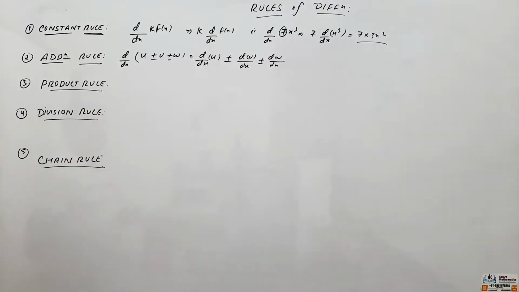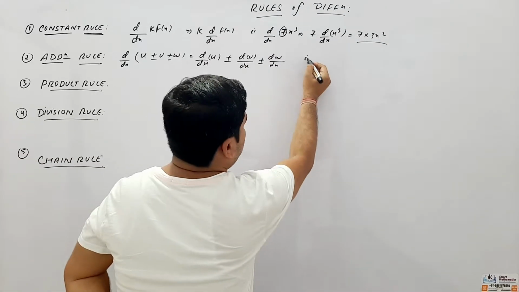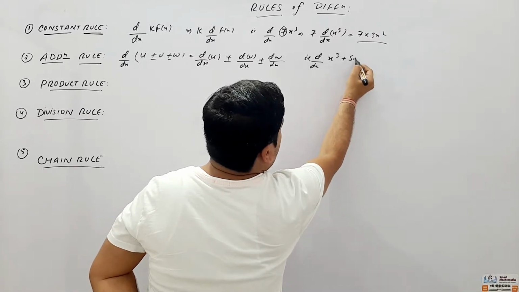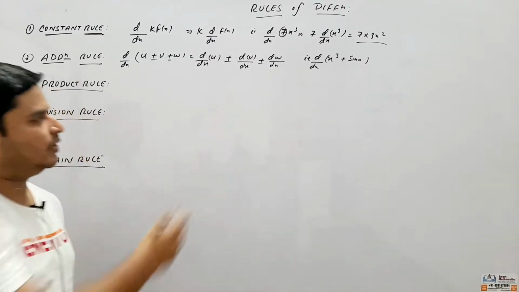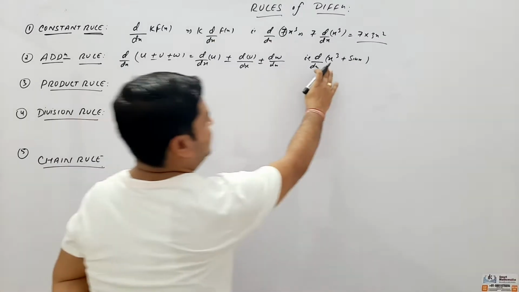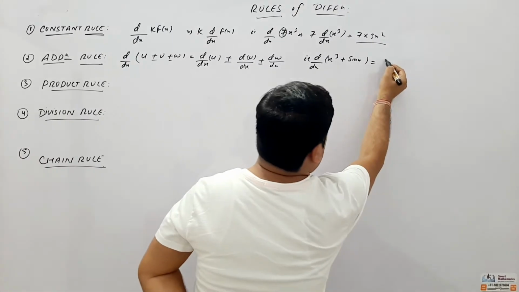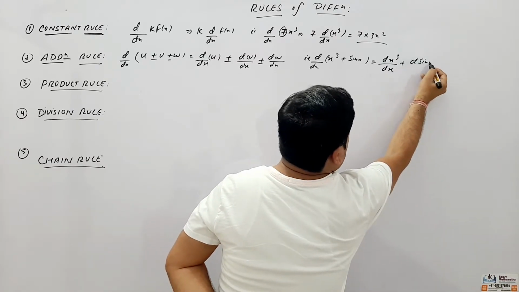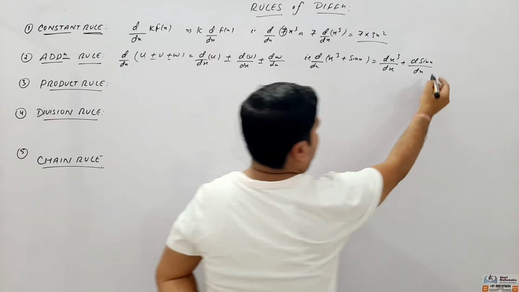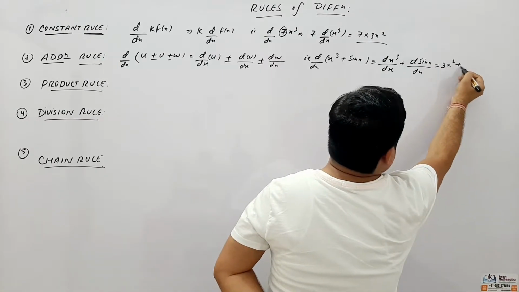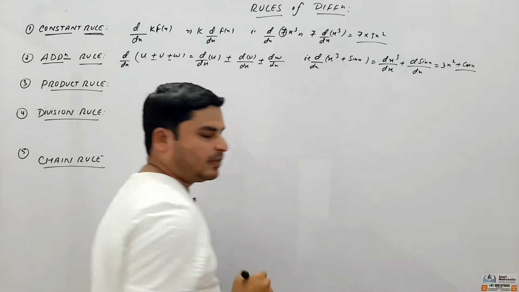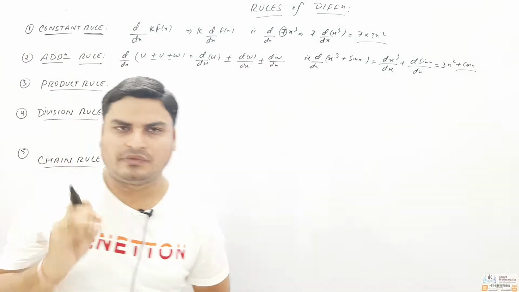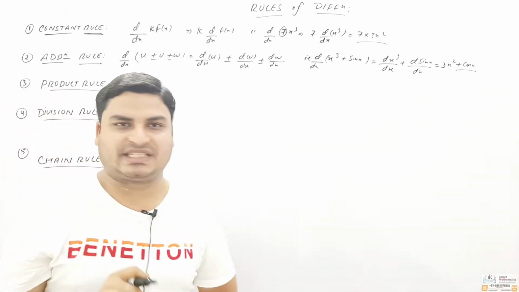Fine. If you want to see an example, take dy/dx of, suppose, x cube plus sin x. You can easily see there are two functions which are added to each other. So we will apply the addition rule by differentiating both functions one by one. After applying the formulas, you will get the answer 3x square plus cos x. Be sure you are ready with the formulas of the different functions. I am giving you a video based on all the formulas of differentiation.